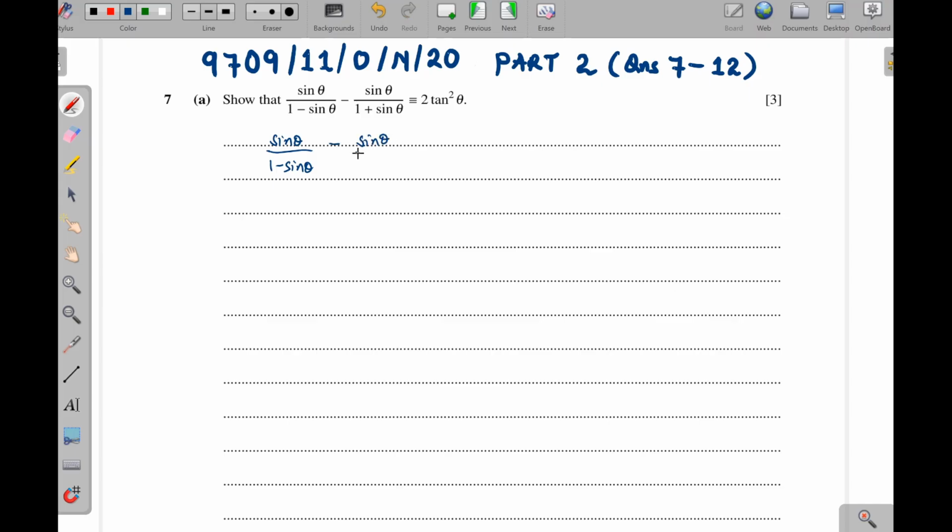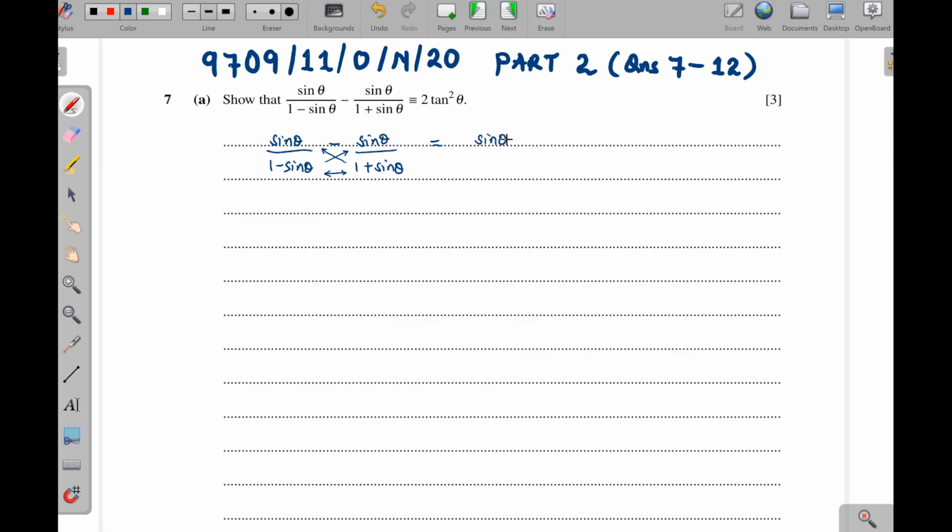But usually the simplest way is to use the left side. The one that looks complicated, you start from there. So this one is going to be to find the common LCM. I'll multiply the denominators, then I multiply this with that, and then this with that.